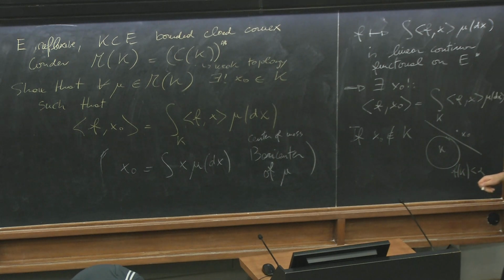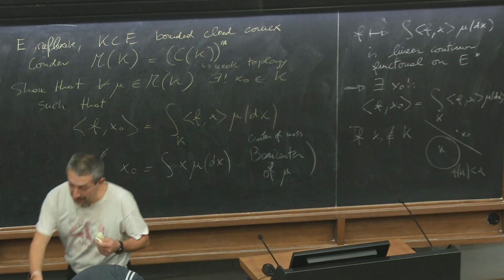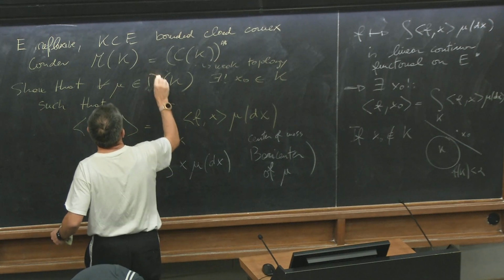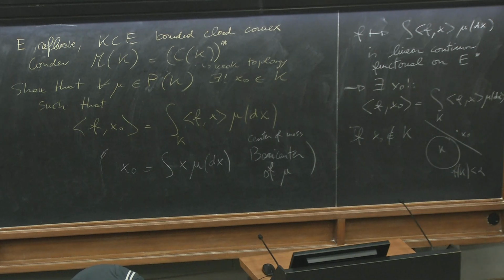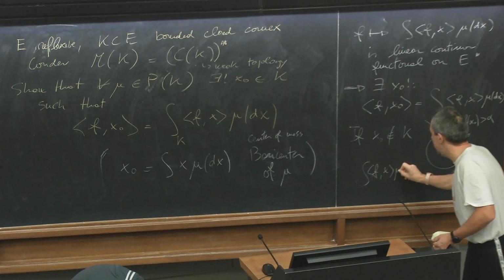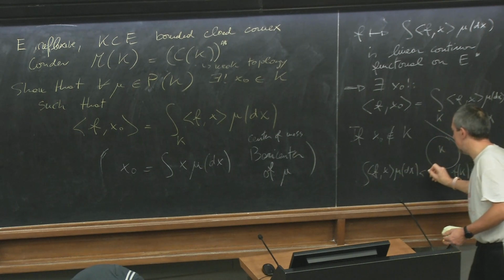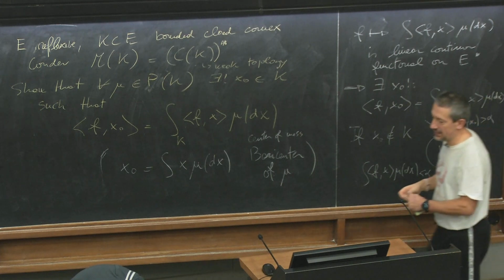I forgot to say that the mass of mu is bounded by 1, so it is a probability. Otherwise, it doesn't work. And f of x0 is larger than alpha. And now the integral of f dmu is less than alpha. So it's a contradiction, it cannot be represented by an x0 which is not in the set.